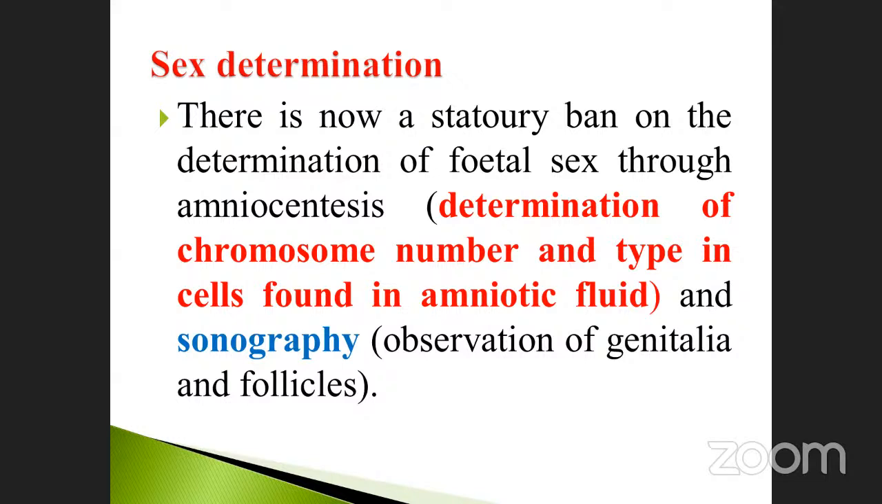Amniotic fluid is used for the determination of the chromosome number and the types of the fetal sex. Which method? Sonography is the instrument used for the determination of the sex. That is very, very important. These are the two points that are very, very important.